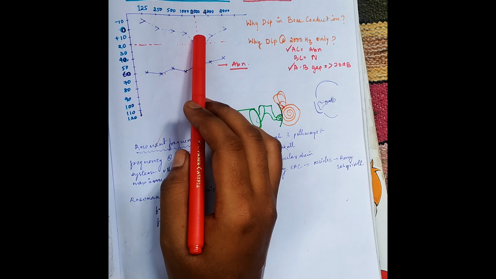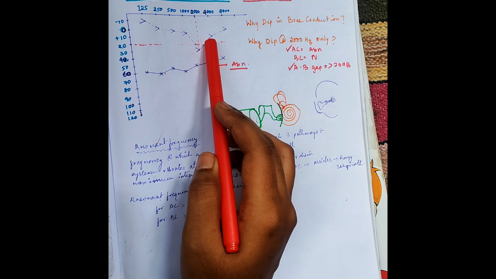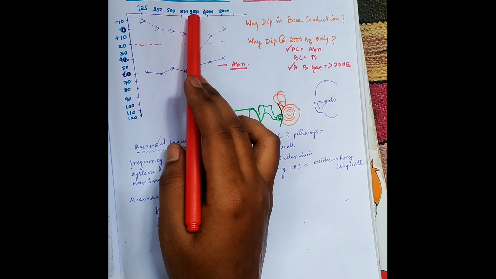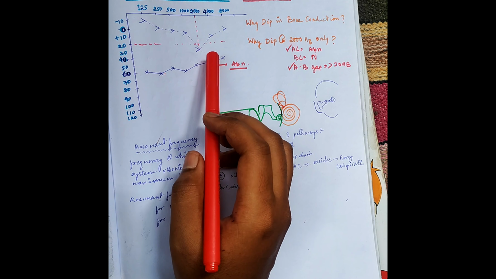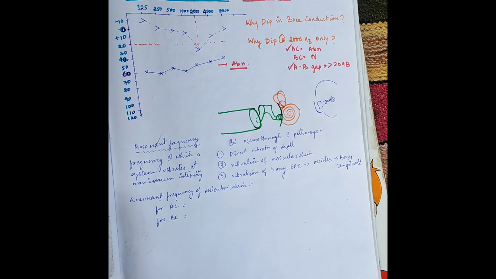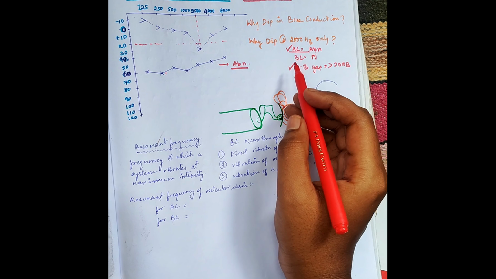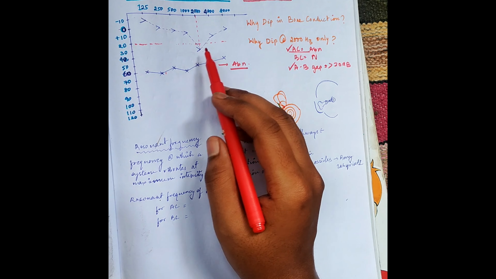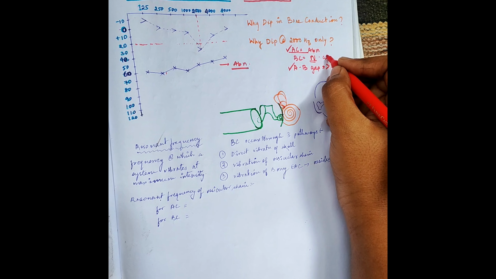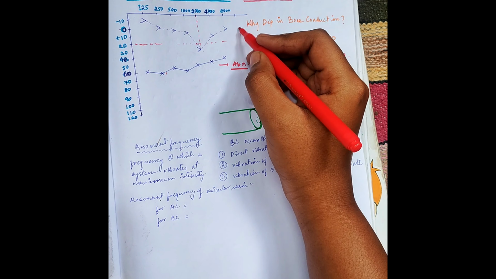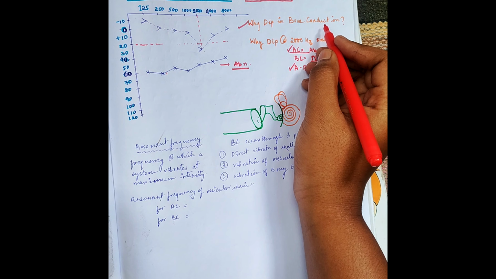What about the bone conduction curve? Maximum part of the bone conduction is falling within 20 decibels, but only one part of it, corresponding to the frequency of 2000 Hz, is falling below 20 decibels. So the question that should come to our minds is, although otosclerosis is a conductive hearing loss and the abnormality should be seen in the air conduction curve, here bone conduction is also altered. It is not completely normal, and it is showing a dip at 2000 Hz. So our first question is, why is a dip seen in bone conduction?